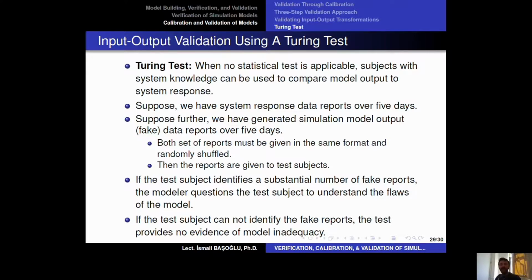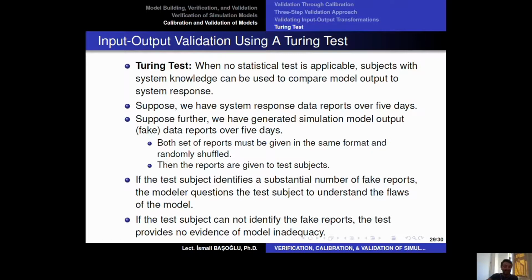And suppose further now, we have built a model of this system and we have generated the output data from the model again for 5 replication days. So I have 5 fake data coming from the simulation model and 5 real data coming from the original system. Now I have 10 pages. I am going to shuffle them.